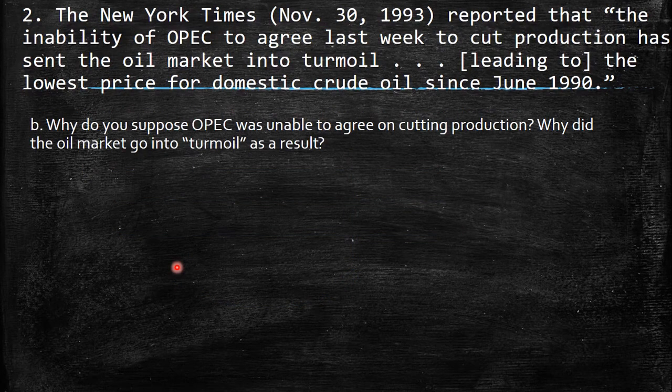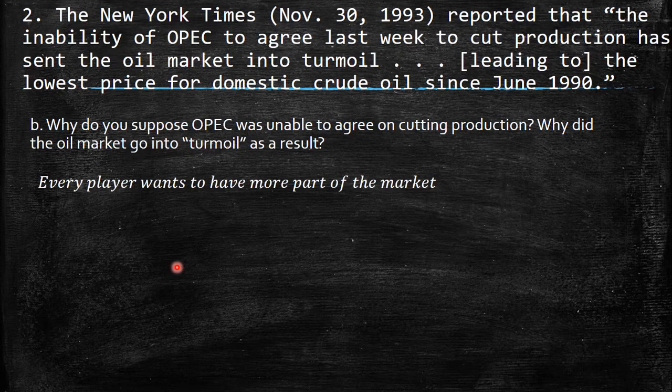Then why do you suppose OPEC was unable to agree on cutting production? Why did the oil market go into turmoil as a result? Basically, because this is a strategic game. But this is a strategic game where actually I don't care what you're getting. What I really care about is what I'm getting. So for this reason, if I have enough incentives to produce more and have more profits, I don't care about you. So for this reason, every player wants to have more of the market.